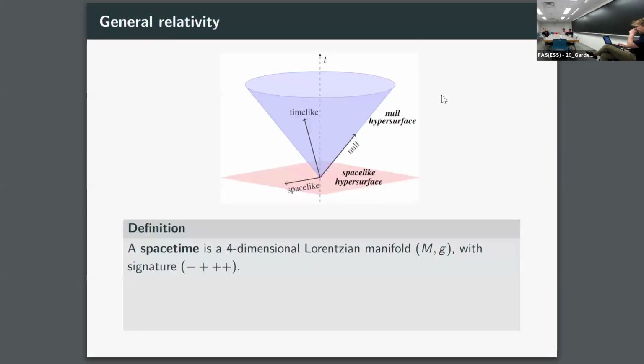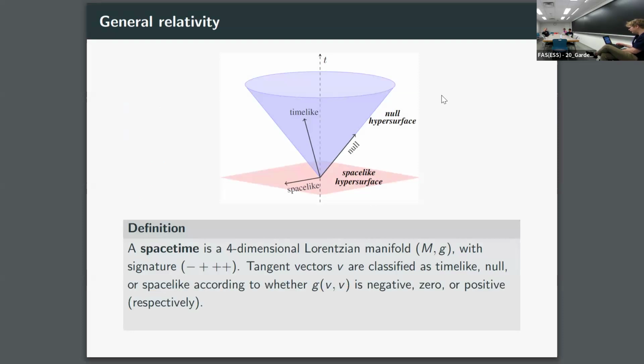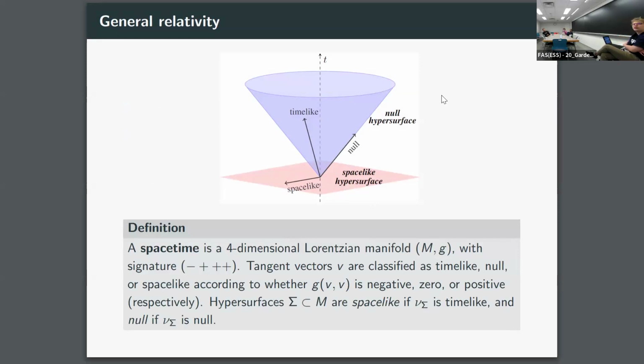Okay, so just some conventions. My spacetimes are going to be four-dimensional. They're going to have signature minus, plus, plus, plus, and tangent vectors v, right? You have time-like, null, or space-like. And then your hypersurfaces can be classified according to if they're space-like or null.